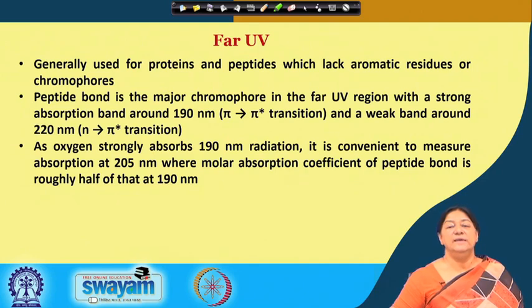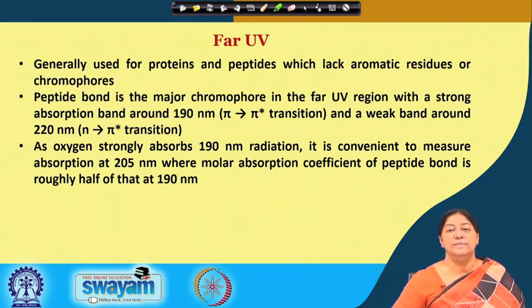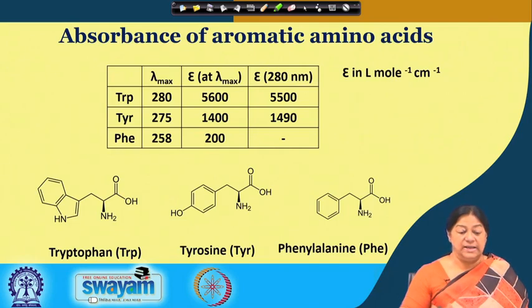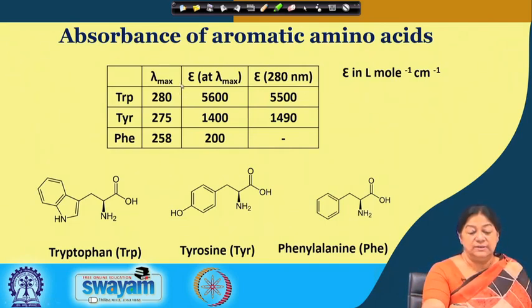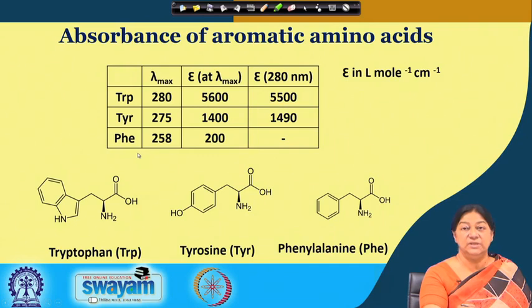But ideally, the aromatic amino acid residues will have a specific absorbance because they have a specific extinction coefficient that will make them absorb the light. So, what is this absorbance? We have what is called a lambda max. What do we mean by this? This is the wavelength at which the specific amino acid absorbs light maximally. We will see what the spectrum looks like. We have the molar extinction coefficient at the lambda max and the molar extinction coefficient at 280 nanometer.